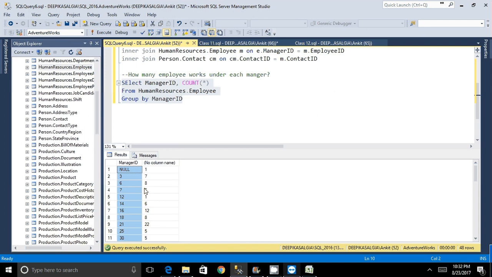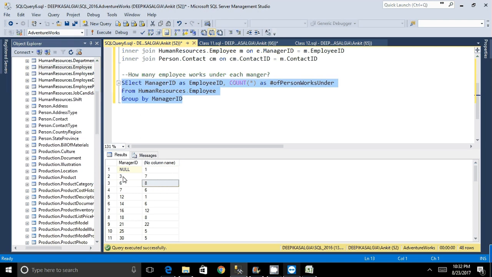So this manager ID is nothing but what? This is the employee ID, right? So employee ID 3 handles 7 employees. Employee ID 6 handles 8 employees. Can I say that? Tell me if yes or no. Can I say this column is an employee ID? Yes.